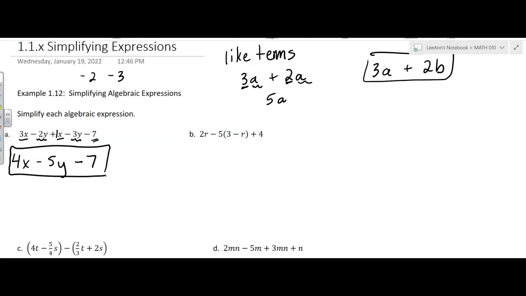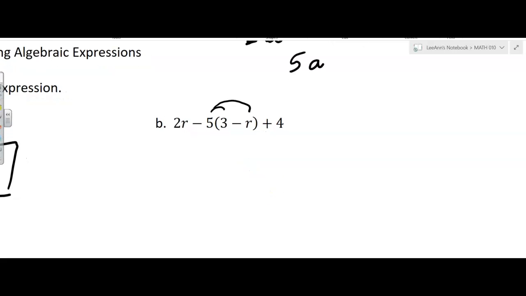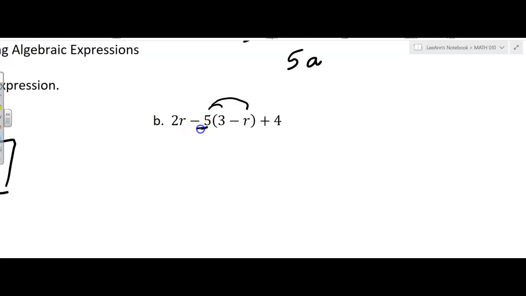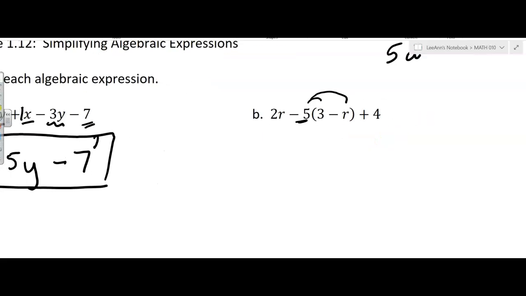Now, b, there's something else going on here. There's a distributing thing. Now, when you're distributing, you have to make sure that, are you distributing a positive 5 or a negative 5? In this case, that is a minus 5. You have to look for the sign in front of the number. And so what we're going to get is 2r minus 15, because that's the negative 5 times 3, plus, because a negative times a negative is positive, 5r, plus the 4.